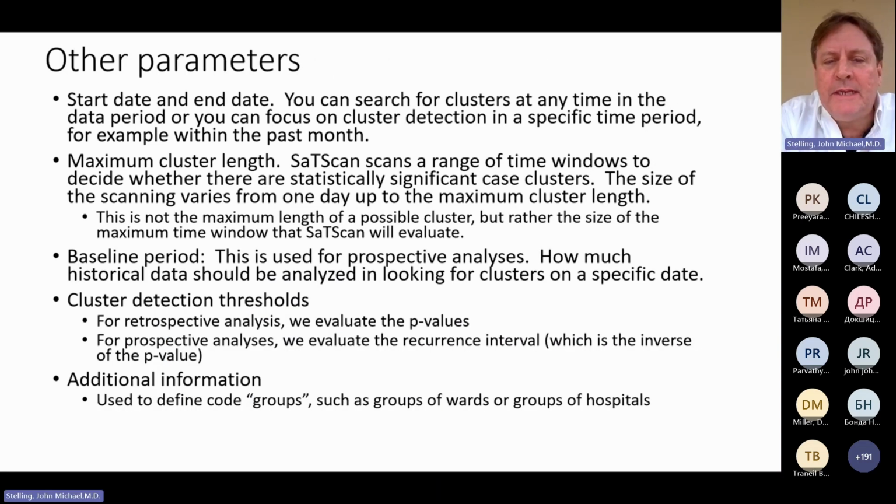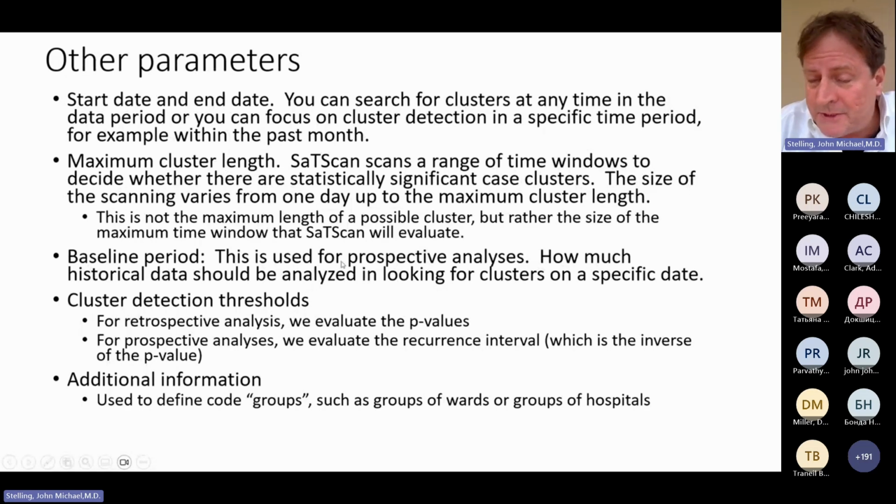Other parameters, start date and end date. So I have shown you cluster detection for every day of the month of January, but sometimes you do have a particular interest on a start date and an end date. So I already showed you an example with January 25th and January 30th. Maximum cluster length, I will come back and discuss that in a few moments.